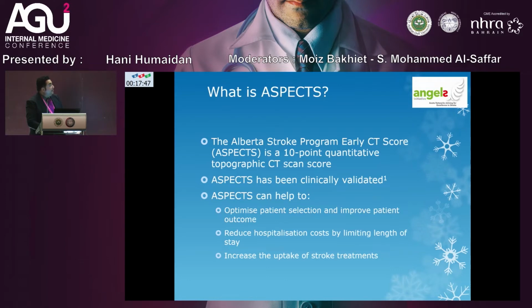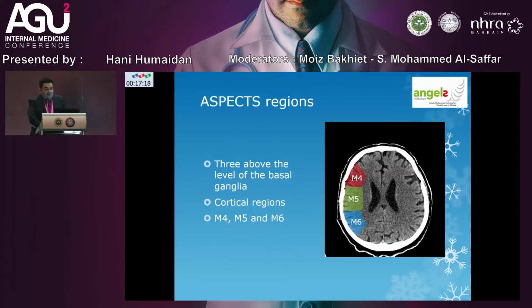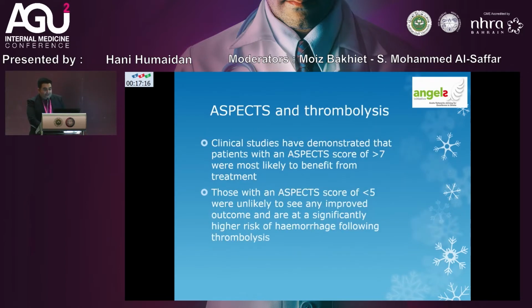Another thing commonly used is the ASPECT score. This is radiological. ASPECT is the Alberta Stroke Program Early CT score. It's a 10-point quantitative score, and for each area that is affected, we subtract 1. There are 2 levels. At the level of the basal ganglia, you can see here the head of caudate, insula, internal capsule, lentiform nucleus, and then the cortical regions M1, 2, and 3. One level above that, you can see M4, 5, and 6.